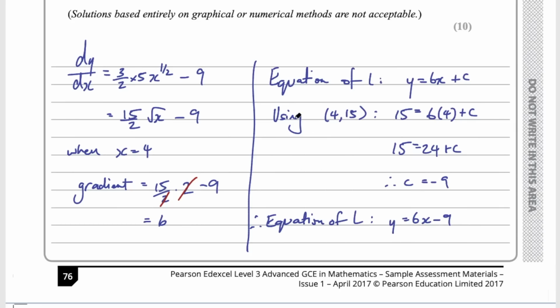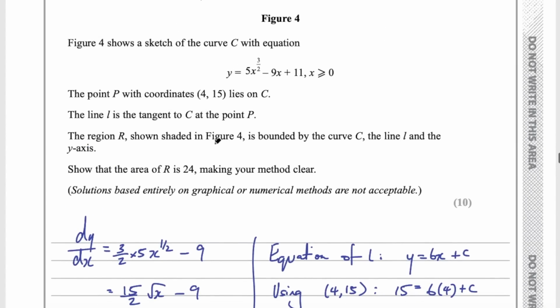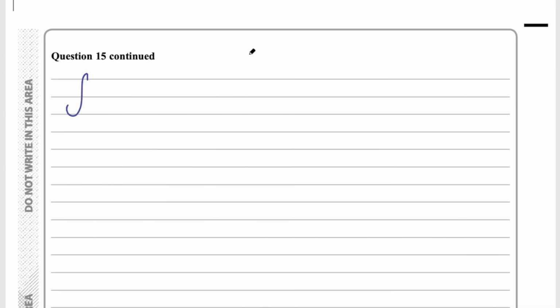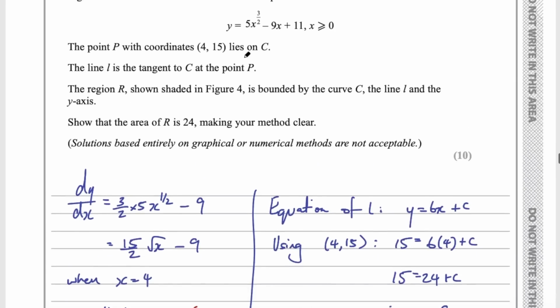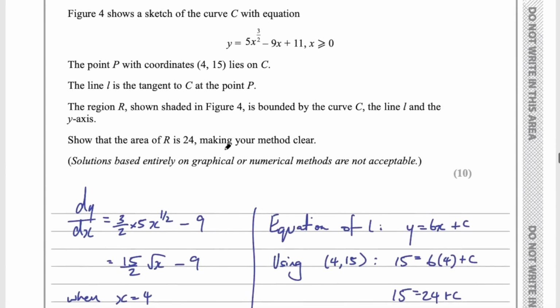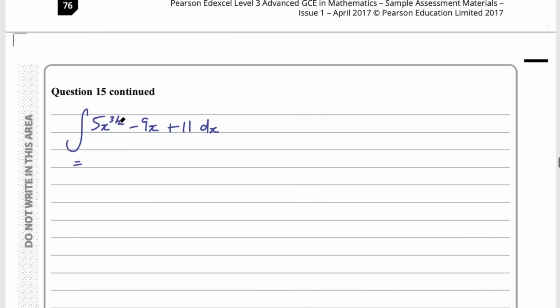Now we can take the integral of that. We'll have to take the integral of the curve C as well. And I might just do those separately, just so it's a bit clearer. So the integral of C was 5x to the power 3 on 2 minus 9x plus 11 dx, and we can use the power rule again for that. So this time we divide by the power, add 1, divide by the power, so this will be 5x to the power 5 on 2 divided by 5 on 2, minus 9x squared divided by 2, plus 11x, plus the constant on the end.